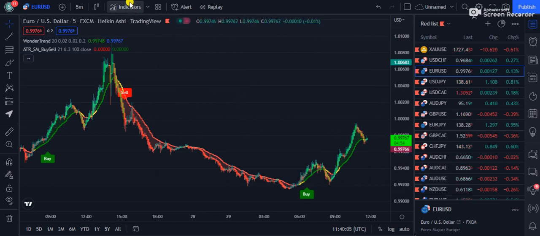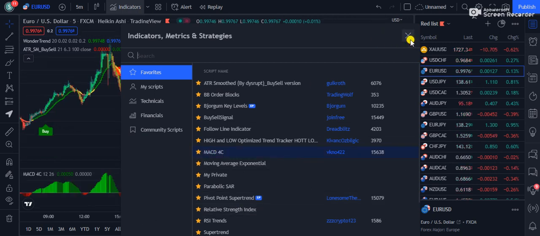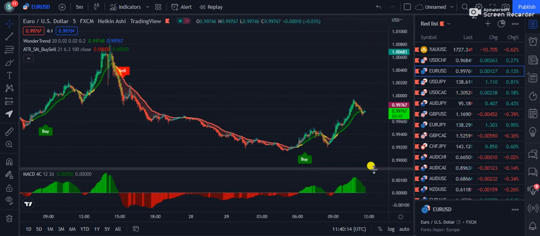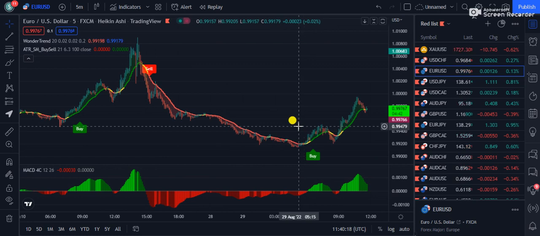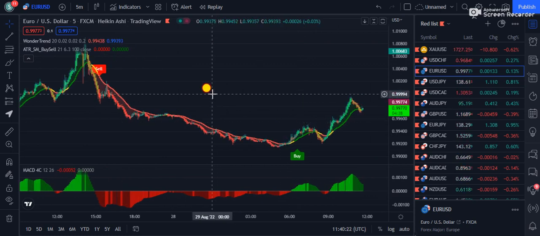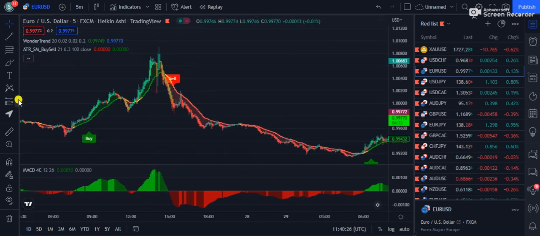Okay, the third indicator that we will be using in this strategy is MACD4C, right? I have attached it on my chart, and now the setup is 100% ready to trade. So as you can see, the signals are very good and they have a very high success rate. So we are going to talk about our entry rules.